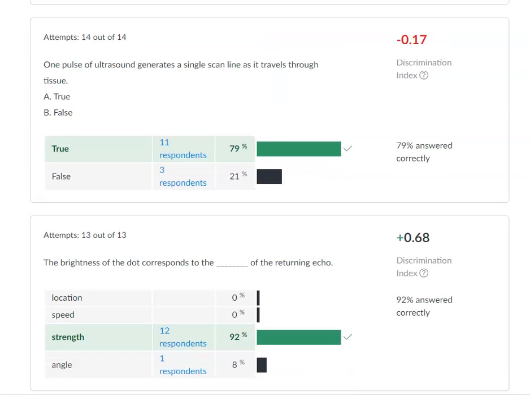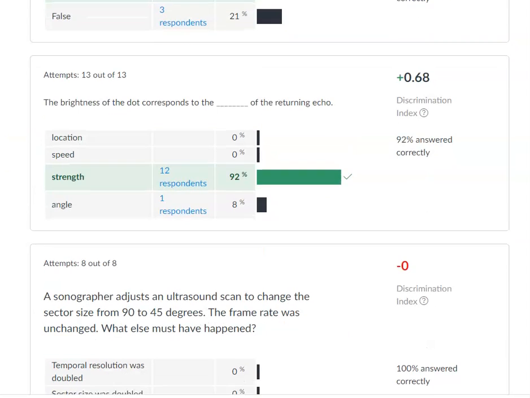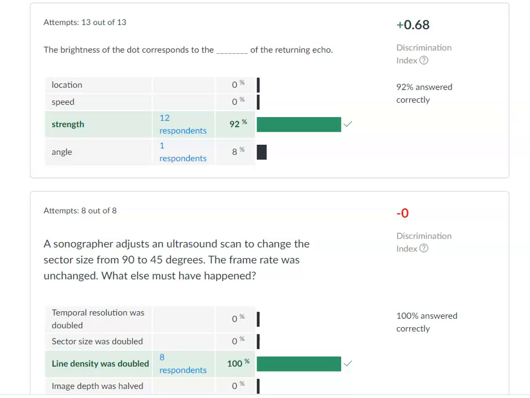Next question. A pulse of the ultrasound generates a single scan line as it travels through tissue. Yes, that's potentially true. Most of our scan lines are created by one pulse, though you can have a single scan line created by multiple pulses. It can't create multiple lines. A single pulse cannot create multiple lines, so this is true. Next question. The brightness of the dot corresponds to the strength of the returning echo. That's absolutely true.